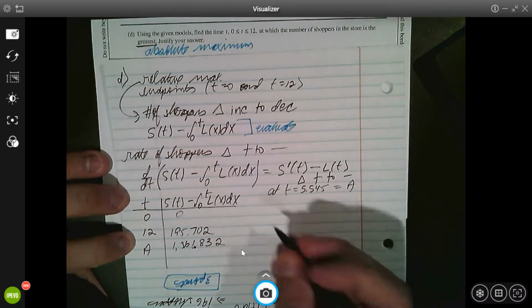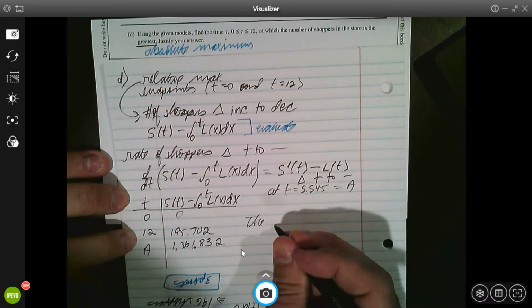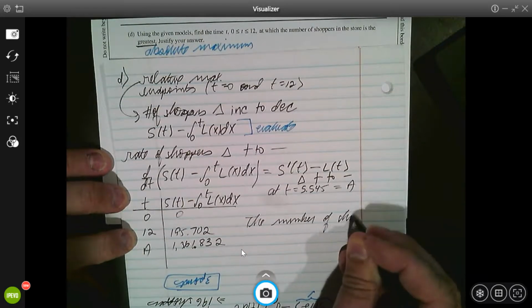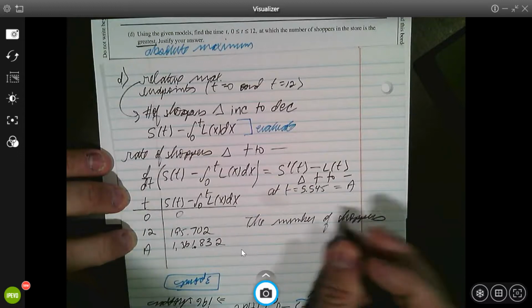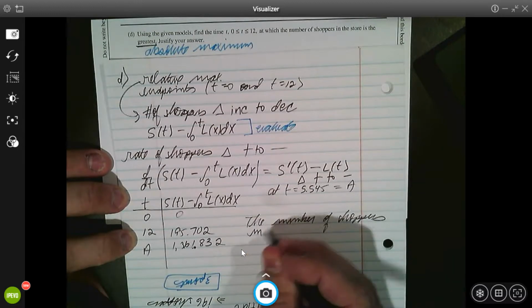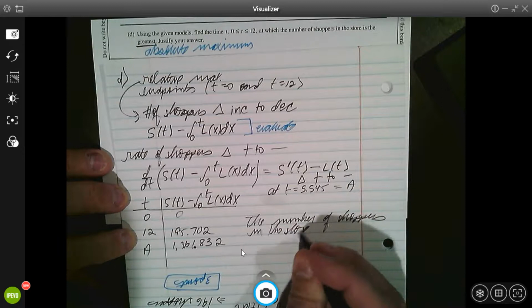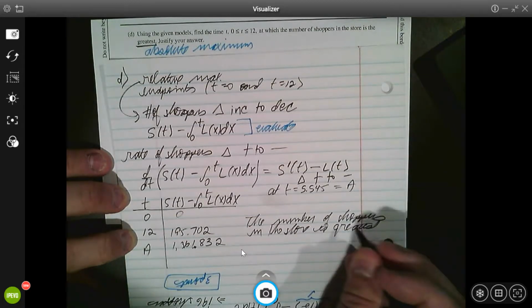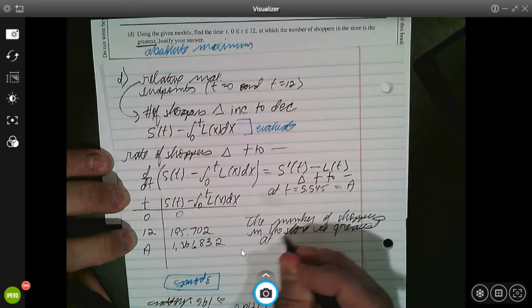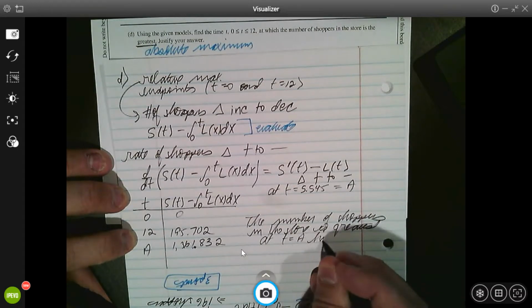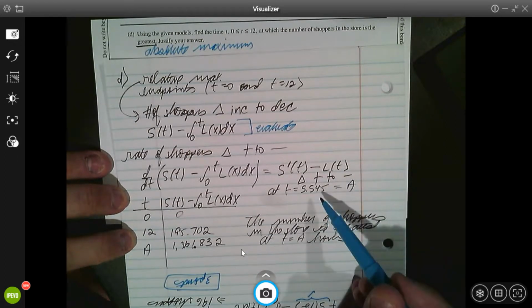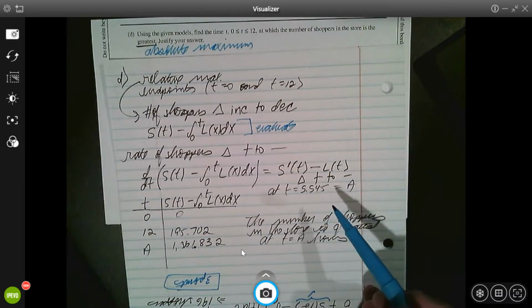Where's the absolute maximum? The number of shoppers in the store is greatest at, you could just say, t equals A hours, which we know is this 5.545. It's okay to use t equals A as long as you've indicated what A means.